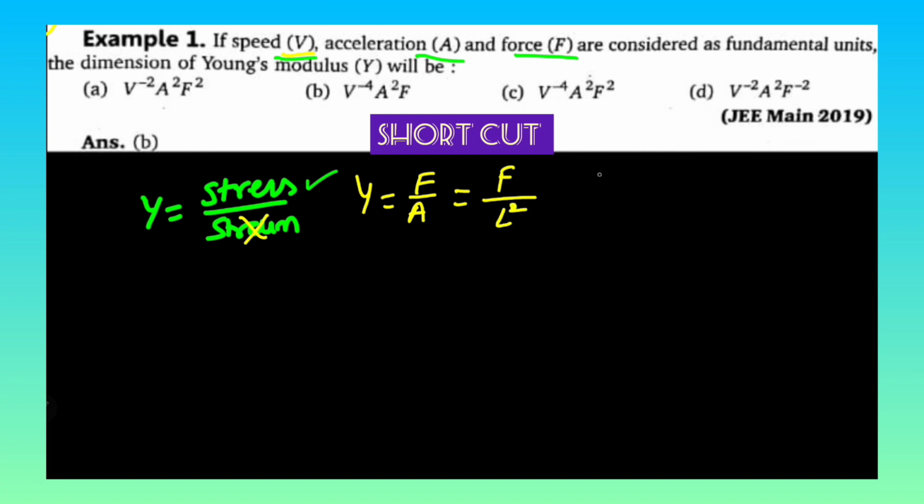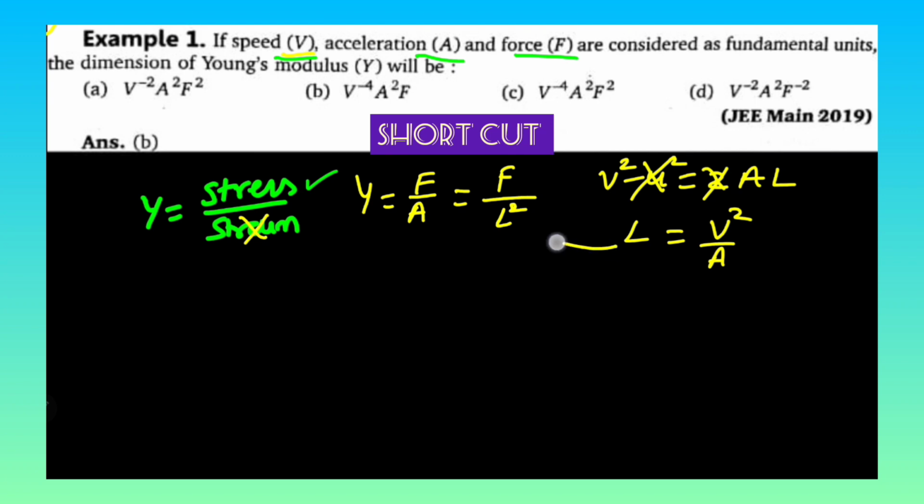And you also know that there is a formula, V square minus U square is equal to 2 into A into S. S means displacement, you can take it as L. If initial velocity is 0, then U square is 0. Therefore, 2 does not have any dimensions, so we can write L is equal to V square by A.